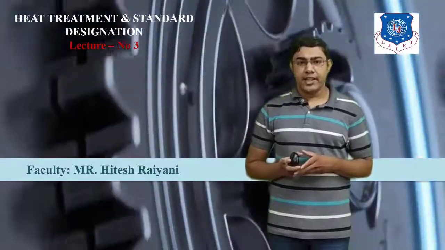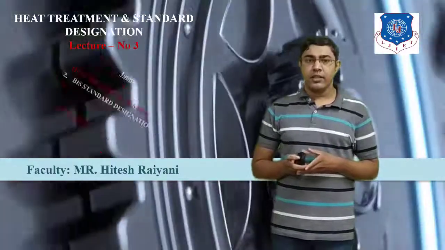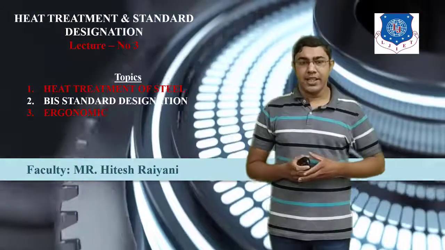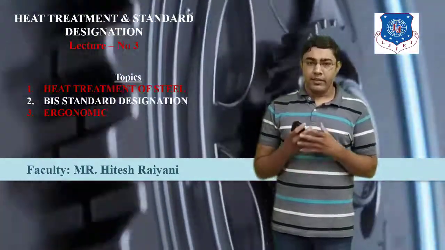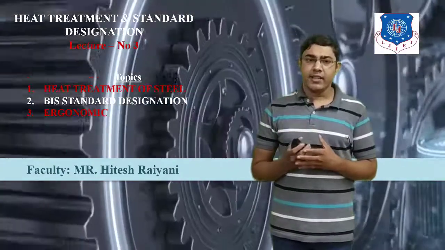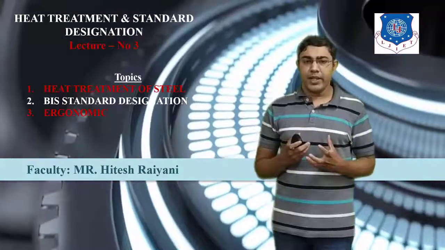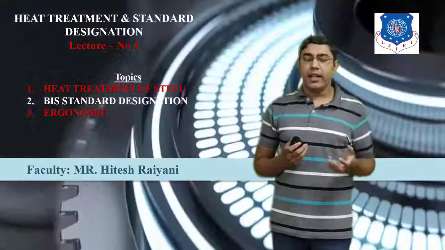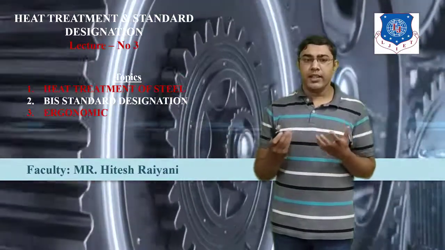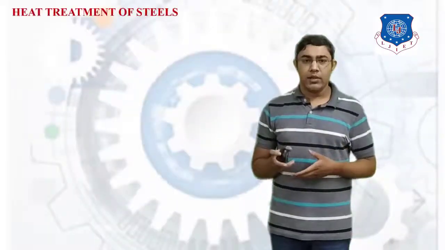This is Lecture 3, Heat Treatment and Standard Designations. The learning outcomes of this lecture are to learn the heat treatment of steel, BIS standard designations, and ergonomics. So in this lecture we learn these three topics. First we see the heat treatment process of steel material, and then we learn the BIS standard designations and then ergonomics. So let's start heat treatment of steel.